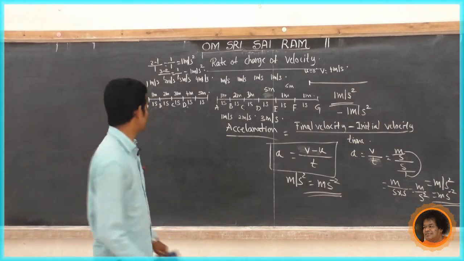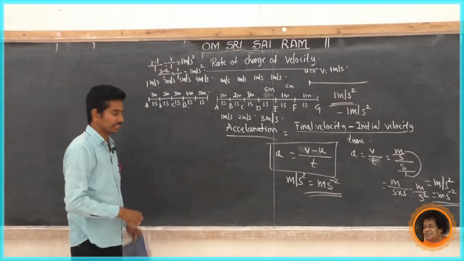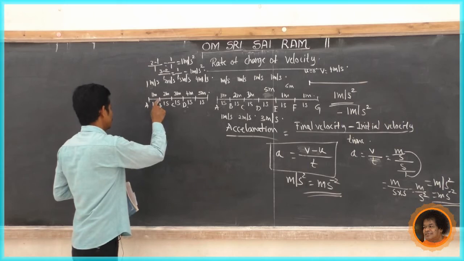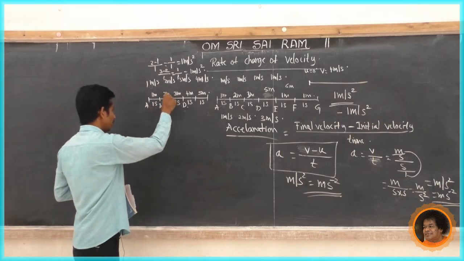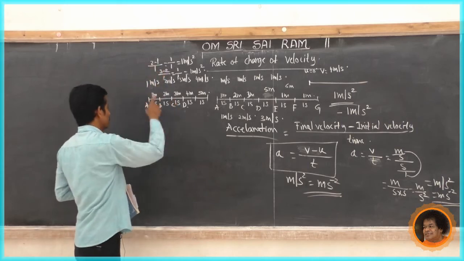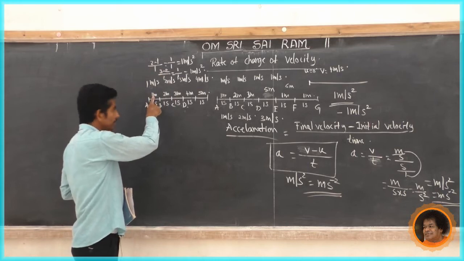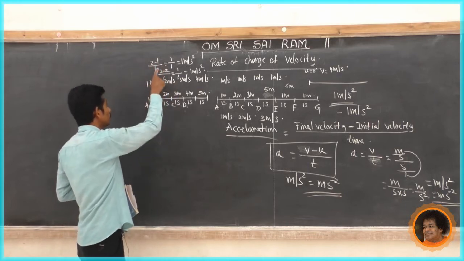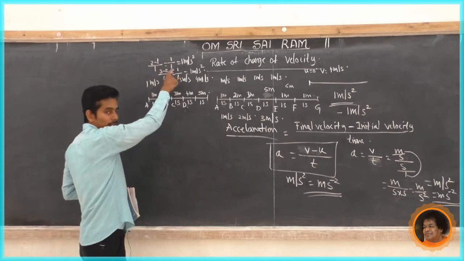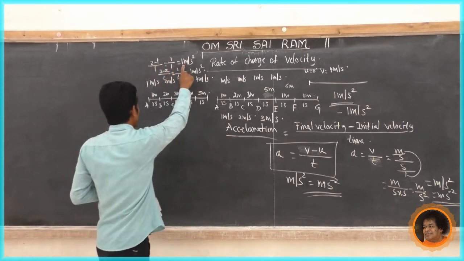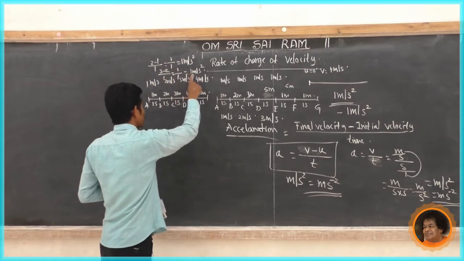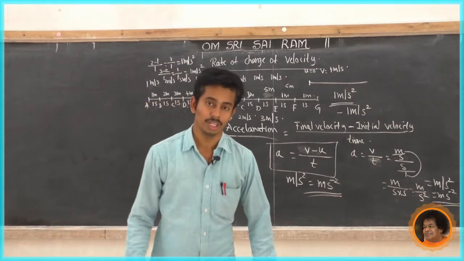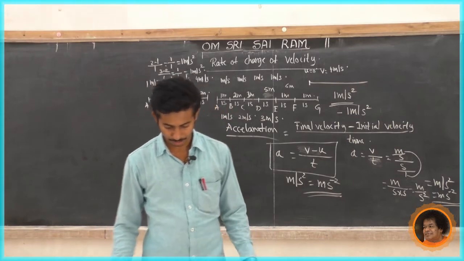Yes, velocity is increasing. Now find the acceleration A to B. Final velocity is 2. What is the initial velocity? It is 1. So 2 minus 1 equal to 1 divided by 1 because it is 1 second. So 1 meter per second squared. The next case is also 1 meter per second squared. Next also 1 meter per second squared. So this type of acceleration is called uniform.